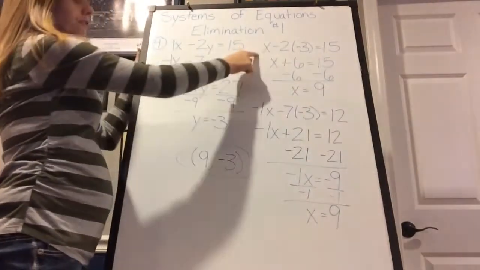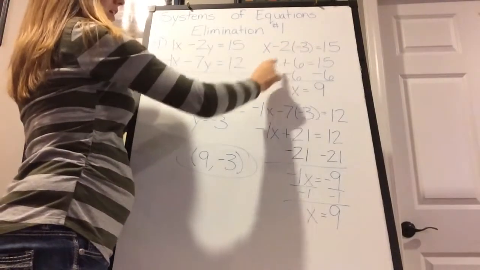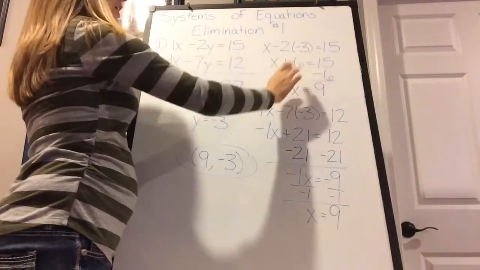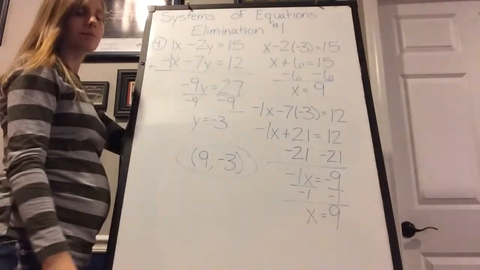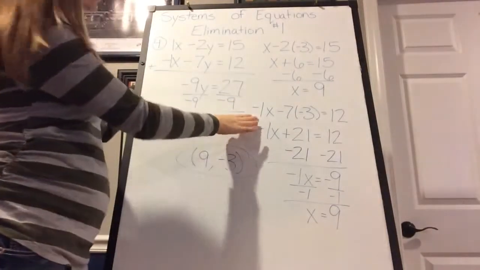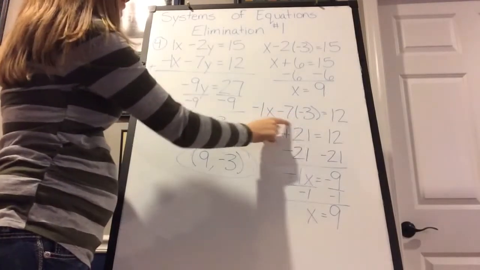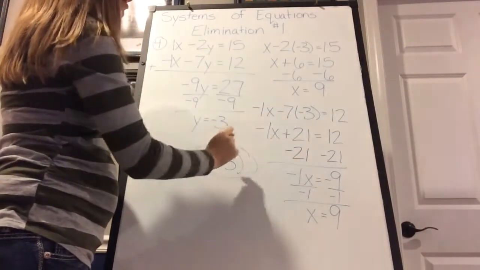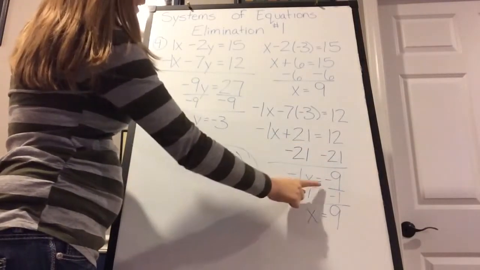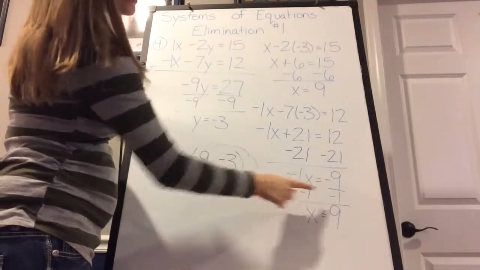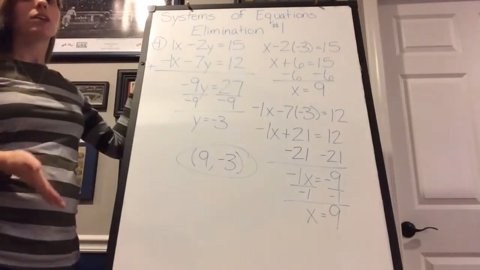So if you pick the first one, you would put in negative 3 for y, do the multiplication, x plus 6 equals 15. You would then subtract 6 from both sides, and you'd get x equals positive 9. If you chose the second equation, putting in negative 3 for y, multiply this out, negative 7 times negative 3 is positive 21. You would then have to subtract 21 from both sides. You'd get negative 1x equals negative 9, and then divide both sides by negative 1. You still get x equals positive 9, so it does not matter which one you choose.